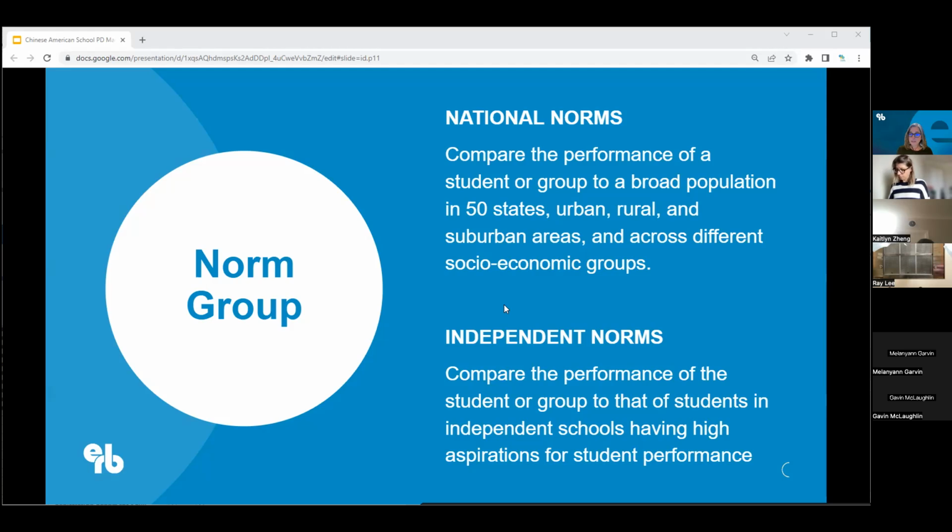The independent norm group, however, is a subset of that national norm. These would be students who are attending independent schools and are also members of ERB and taking the same assessment during the same time period that students at CASE would be. So if your school is testing in the fall, then you would be normed alongside other schools that are also testing at that same time frame.